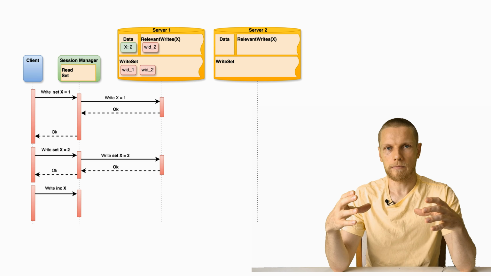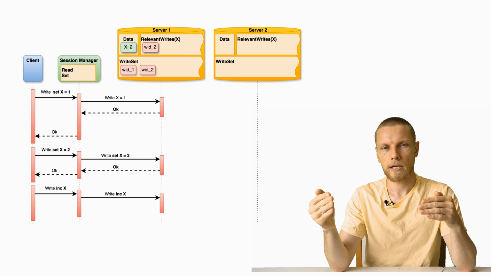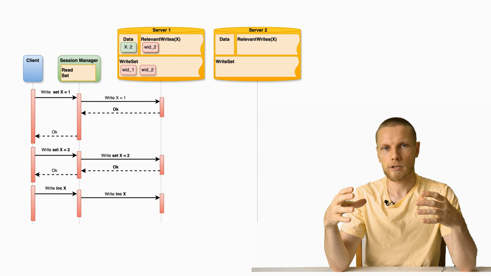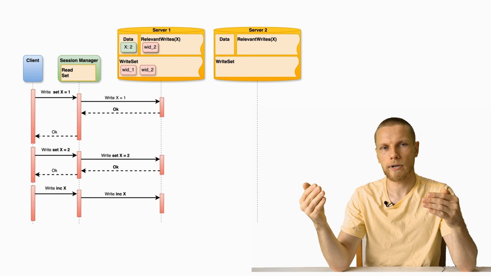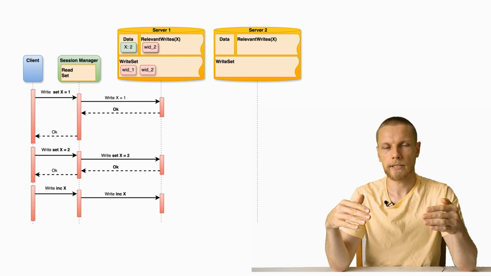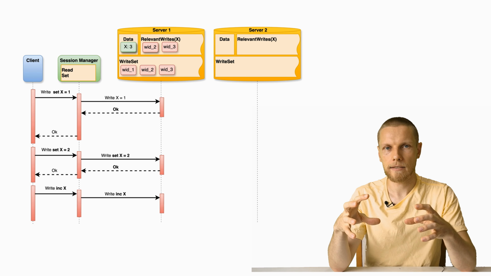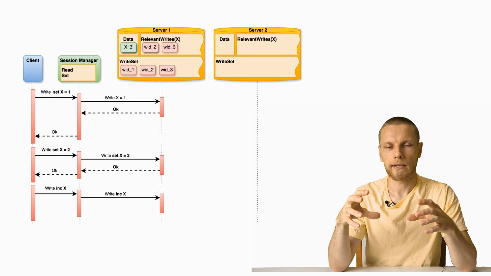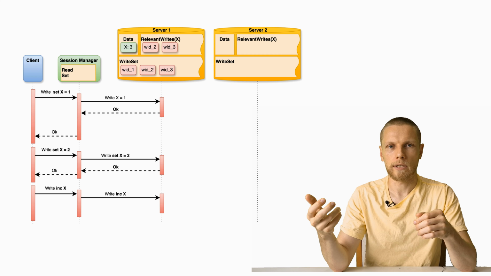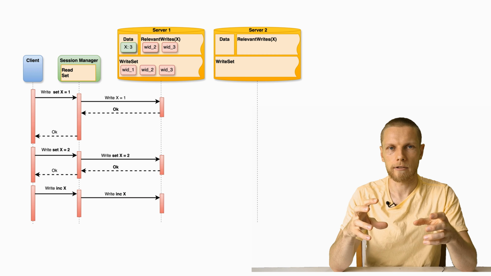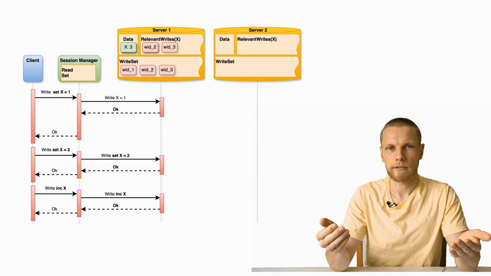And the third time, the client now wants to make a write which does not override x, but increments it. So it's a bit different because we can't replace the previous value, but we need to know the previous value. It again comes to server 1. Now server 1 adds this write ID to the relevant writes, because from the write ID by itself, we could not say what is the value of x. We also need the previous value. And then there's a response to the session manager and the client.